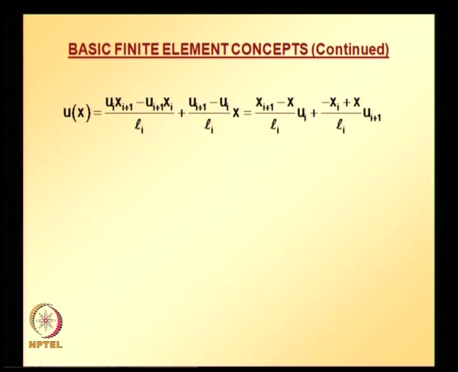Whatever is the coefficient of u I is defined as N I, and whatever coefficient you have for u I plus 1 is defined as N I plus 1. And this N I and N I plus 1 are called shape functions or interpolation functions. This is one way of deriving shape function expressions, but the other simple way of deriving these shape function expressions is known as the Lagrange interpolation technique.